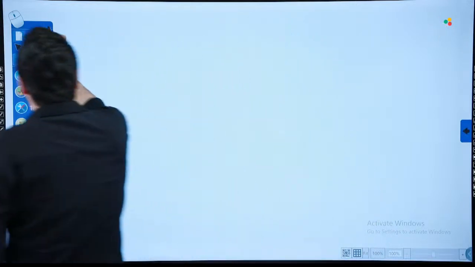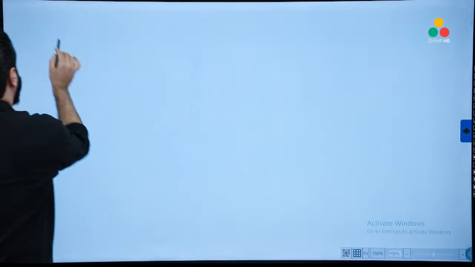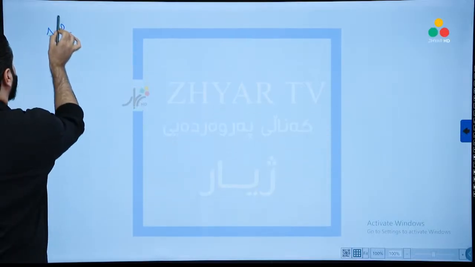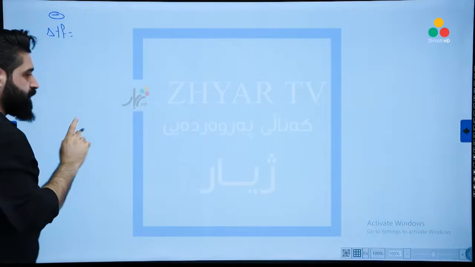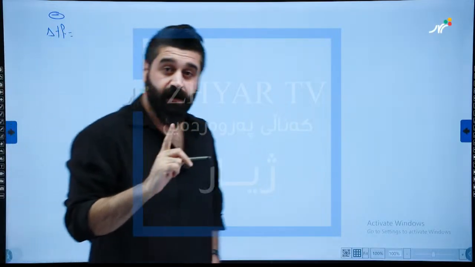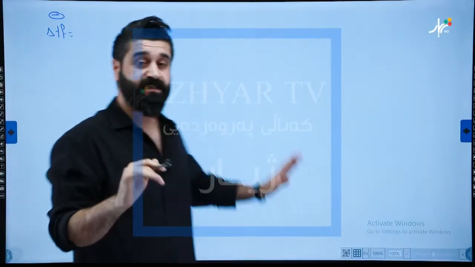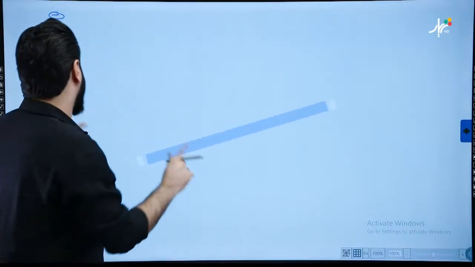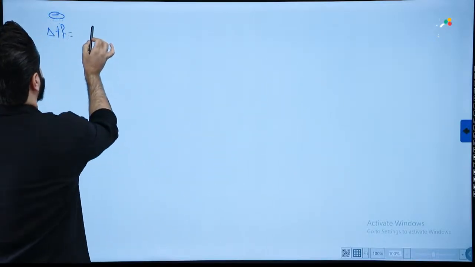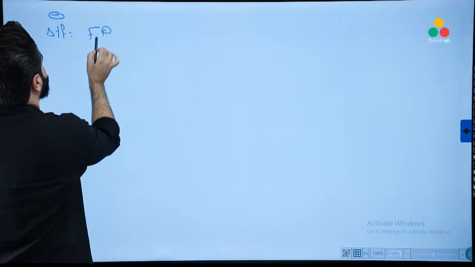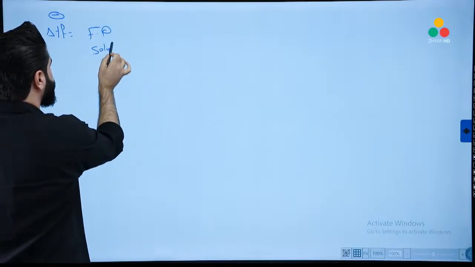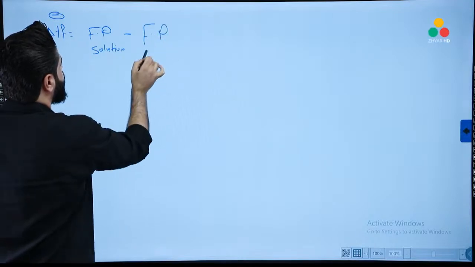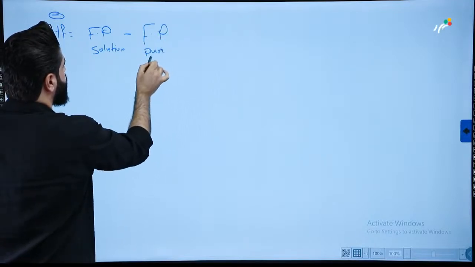Look, first of all, freezing point depression is symbolized by delta TF, which is always negative. Remember, it must always be a negative value. What is delta TF? Freezing point depression. Delta TF equals freezing point of solution minus freezing point of pure solvent.